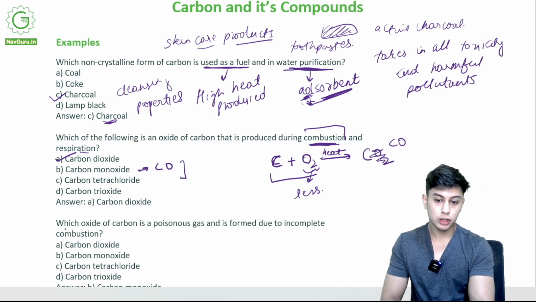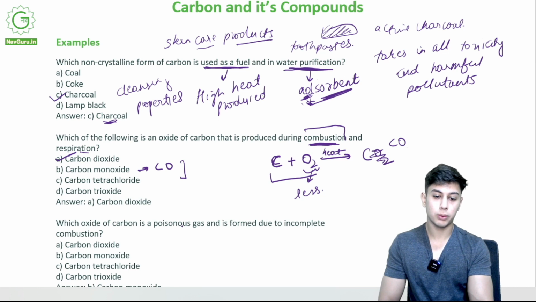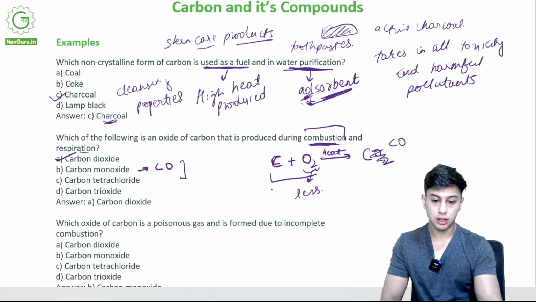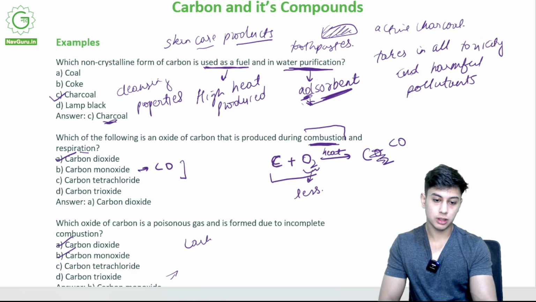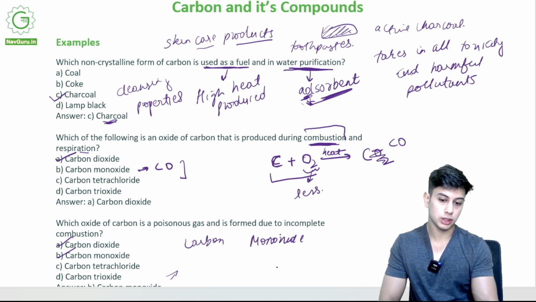Which oxide of carbon is a poisonous gas and is formed due to incomplete combustion? Incomplete combustion. Carbon dioxide, carbon monoxide, carbon tetrachloride, trioxide. Answer is carbon monoxide.